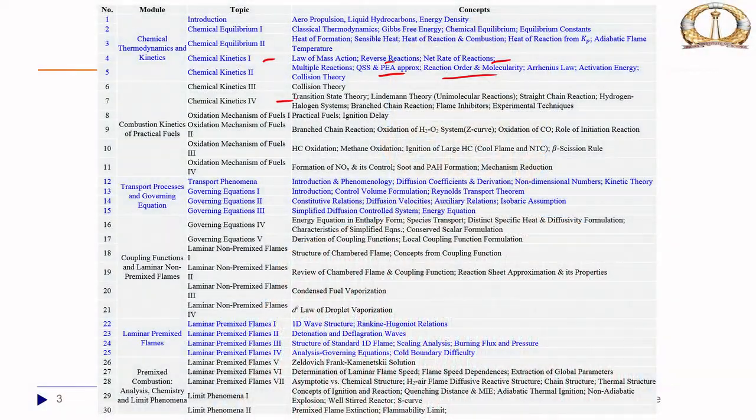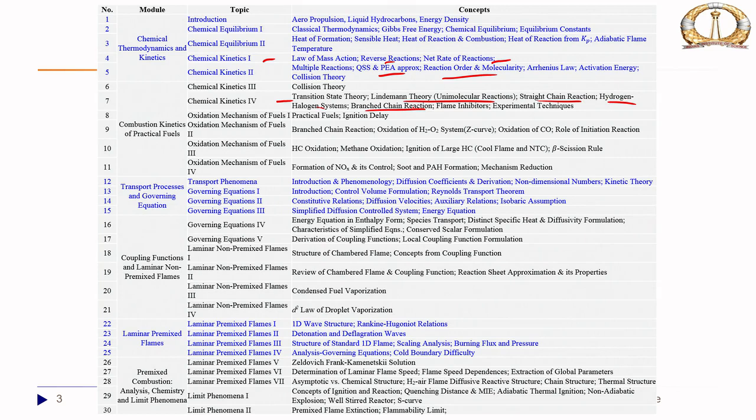We discussed how we can estimate this reaction rate constant by a rudimentary idea called collision theory, which does not take into account the energy states of the electron cloud surrounding the molecules. And as a result, we looked into the more advanced transition state theory, whereby invoking these 2-step reactions, formation of an activated complex, we could form a better description of the reaction rate constant. We looked into unimolecular reactions, straight chain reactions, hydrogen halogen systems, branch chain reactions.